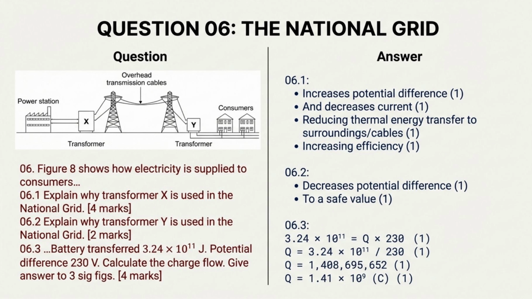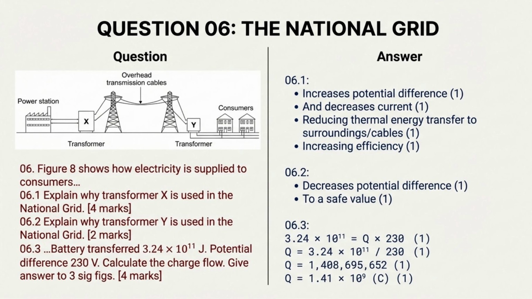Okay, let's look at question 06, the national grid. We've got the standard diagram: power station, then transformer X, then cables, then transformer Y, then the consumers. So 6.1 is about transformer X right after the power station. Yeah. They want to know why it's used. It's a step-up transformer. Right, which means it increases the potential difference. And by doing that, it decreases the current flowing through the cable.